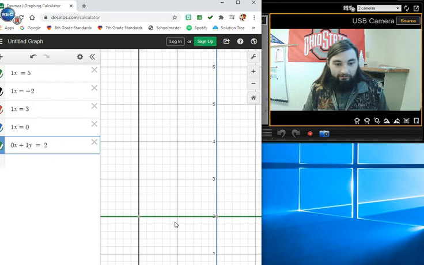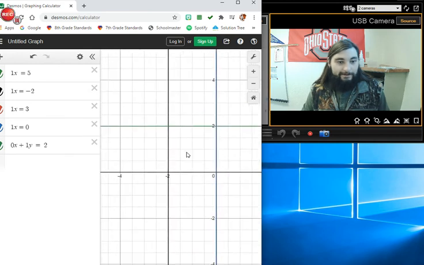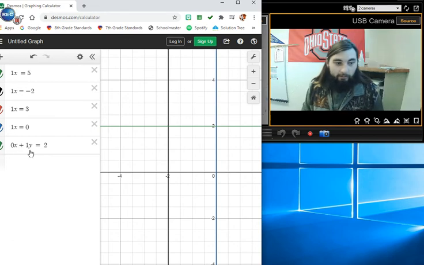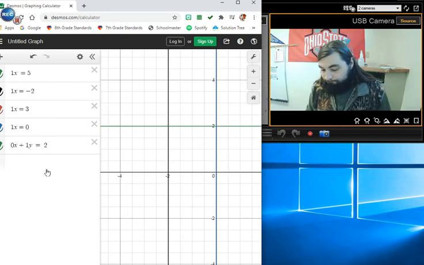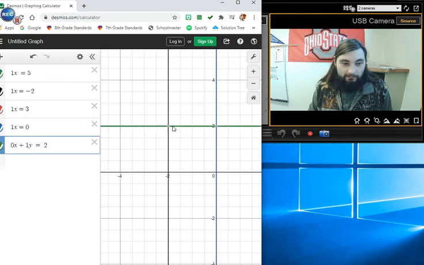Okay, so we have something that runs parallel to this x-axis. Actually, I might need to scoot this up a little bit. There we go. Parallel to our x-axis when we have 0x plus 1y equals 2. It essentially just puts a horizontal line here at 2.